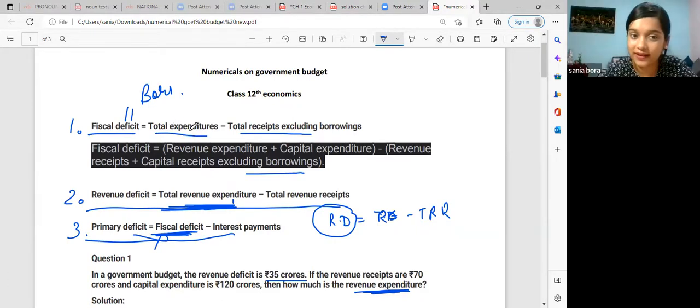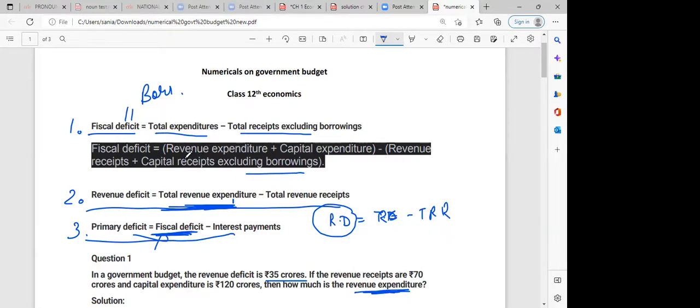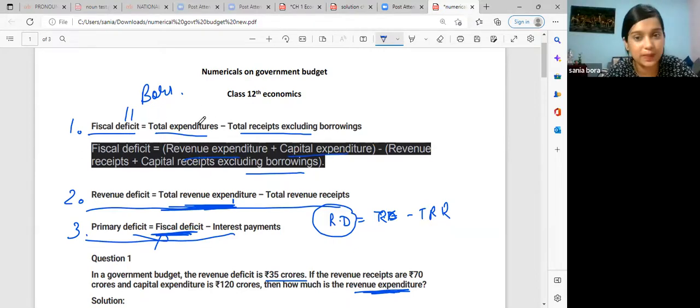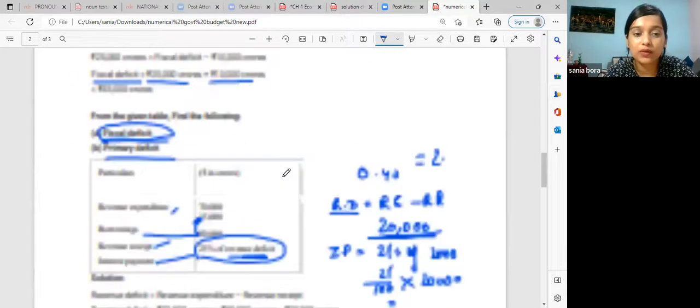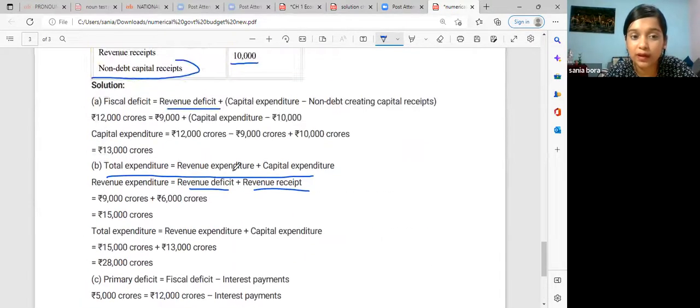This is the formula, right? Fiscal deficit, total expenditure, and the receipt part. Now, revenue expenditure and capital expenditure make the total expenditure. So first we have to find both things, so we added both, and made the total expenditure. See, total expenditure is basically revenue expenditure plus capital expenditure. That's why you get the total expenditure.